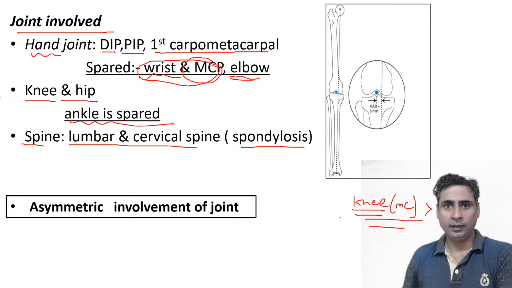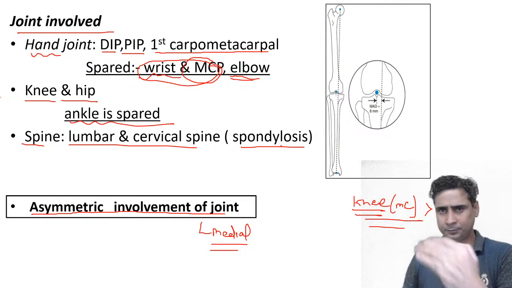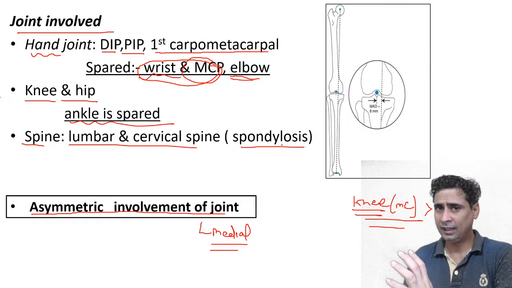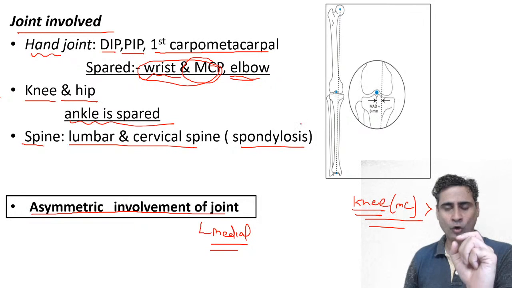The characteristic feature is asymmetrical involvement of joint. In knee joint, it is the medial part of joint which is involved earlier and more severely. Why is it so? As we have discussed, this is a mechanical disorder due to repetitive mechanical stress. So the part of the joint which has more mechanical stress will be involved earlier.